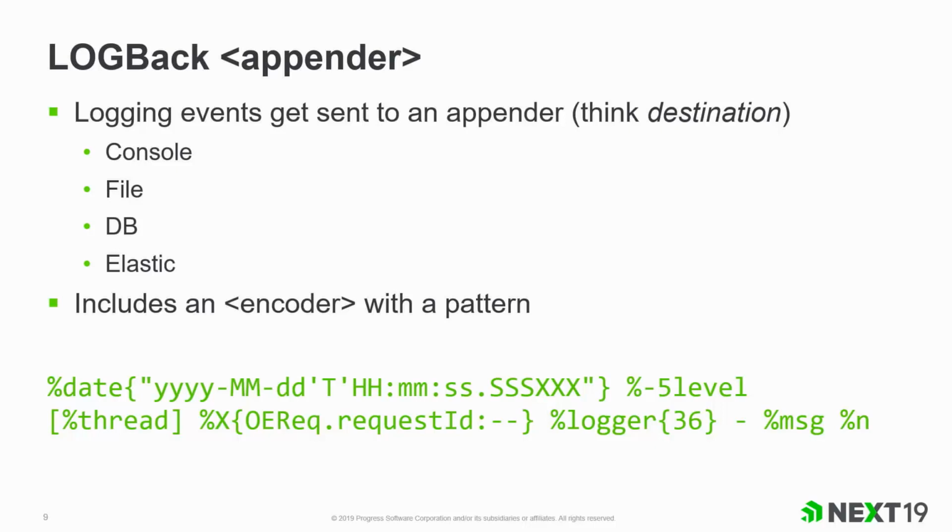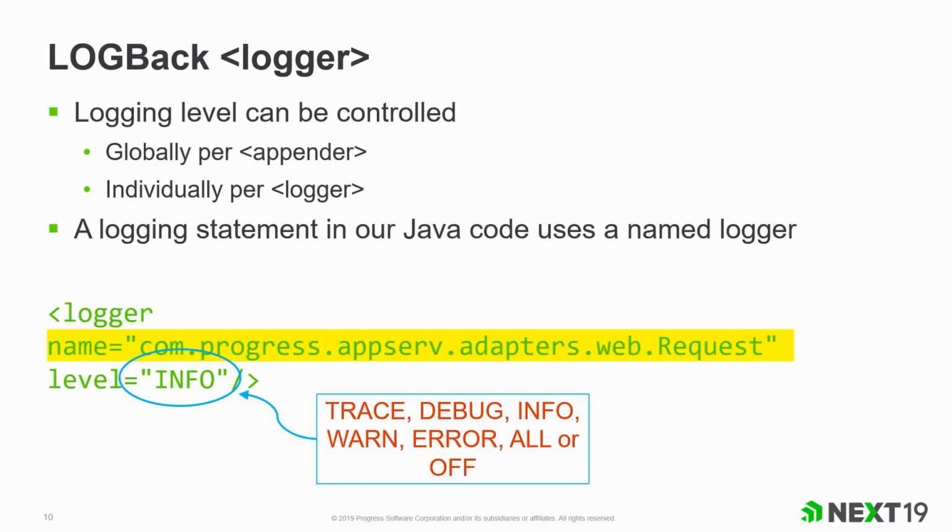Each of those appenders includes an encoder, and the encoder has a pattern. I put an example of the pattern down here at the bottom. We'll talk a bit more about patterns in just a minute, but the pattern is essentially the template that shows what the logging message is going to look like when it gets to the file. It has a bunch of substitution parameters that get filled in when the log message actually gets generated.